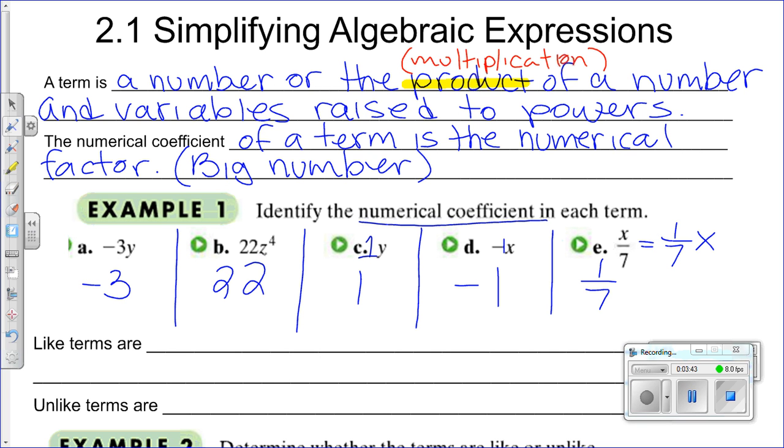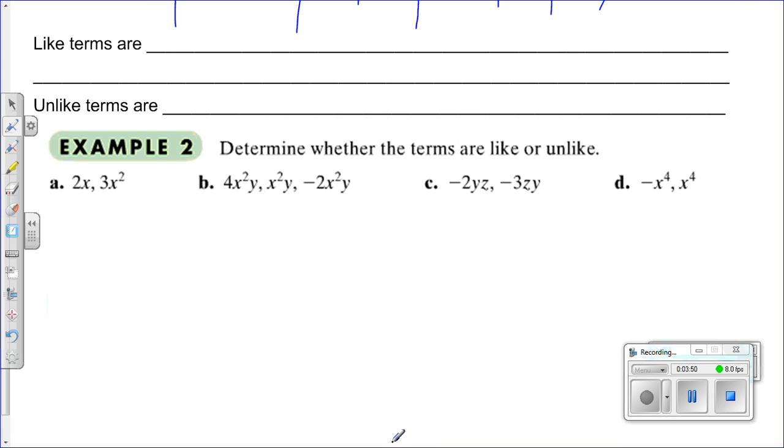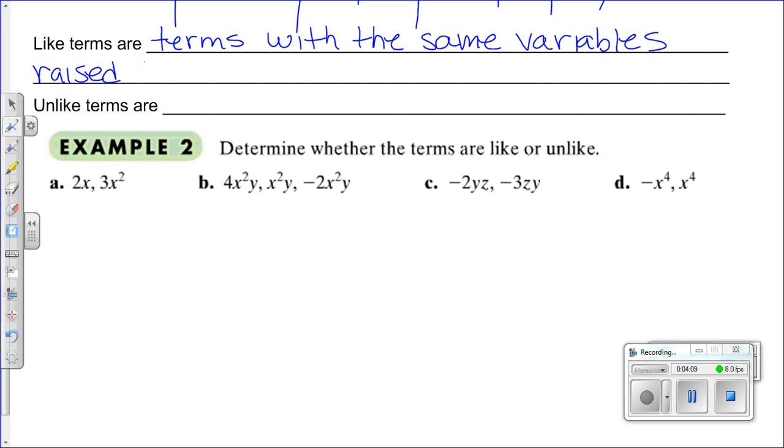So now let's move on to what are like terms. And I know that you've heard that expression before, so let's just write the definition. Like terms are terms with the same variables. And those variables are raised to exactly the same powers.